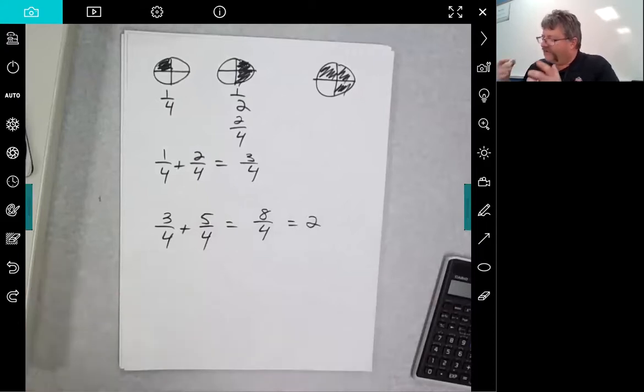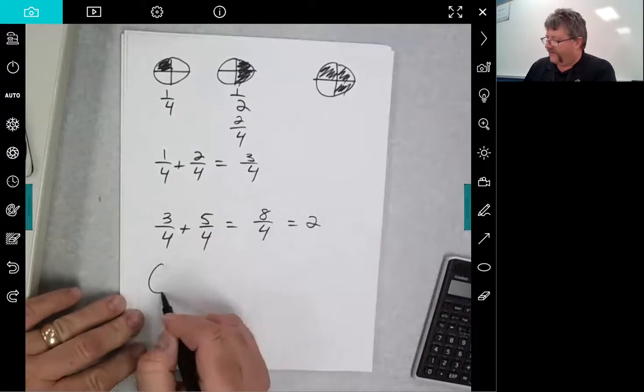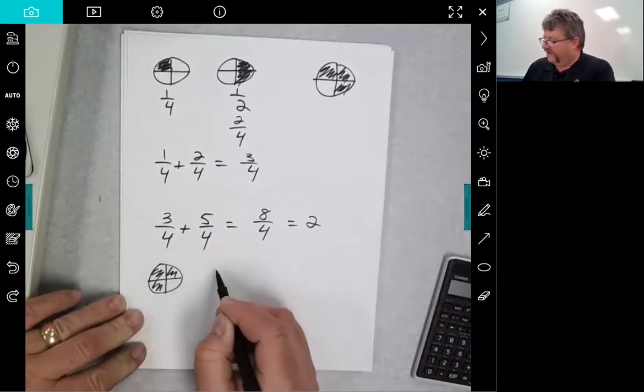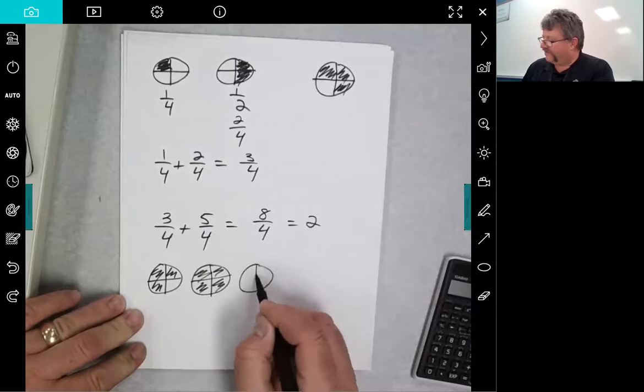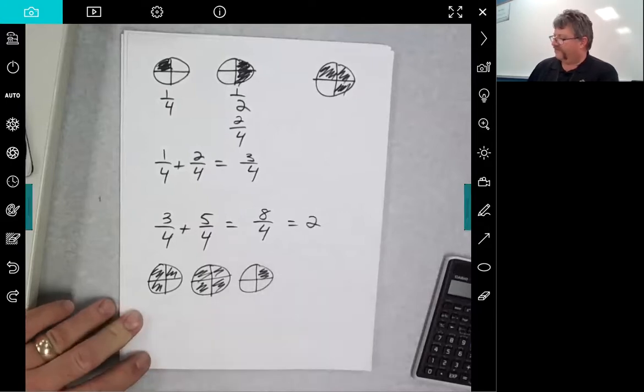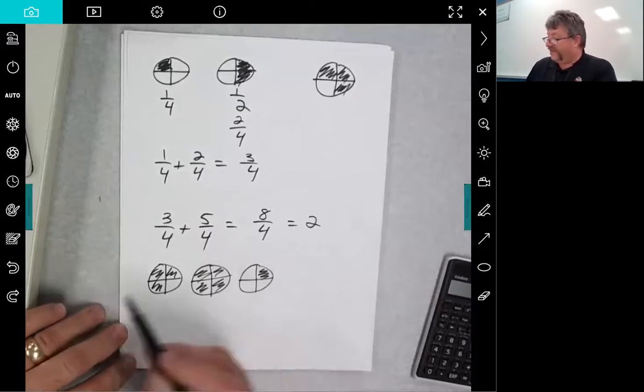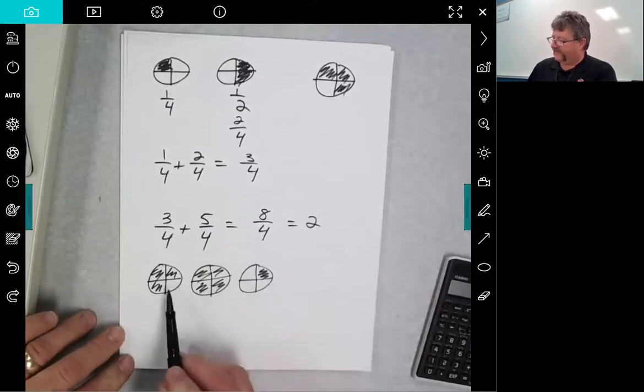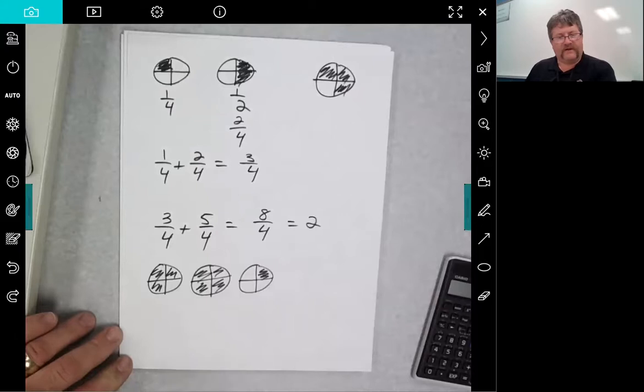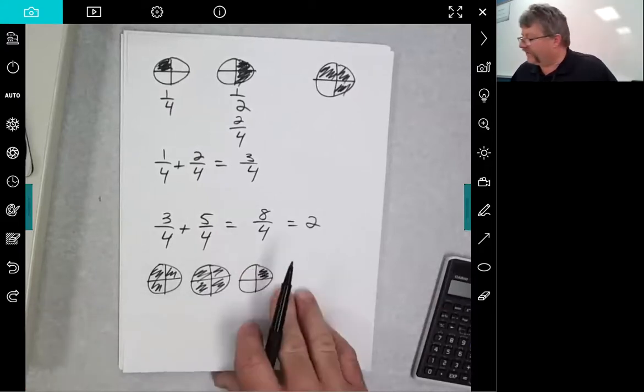Okay, if I take 3/4 and 5/4, it's hard to visualize the 5/4 maybe. 3/4, we got that, 3 of them. Well, a whole pie would be 4/4. But I had one extra fourth over here, okay? So if I consolidate everybody, what am I going to do? I'm going to take this piece and just plunk it over there, and I'm going to give myself 2 whole pies. So it makes sense. All right, so addition and subtraction requires that.